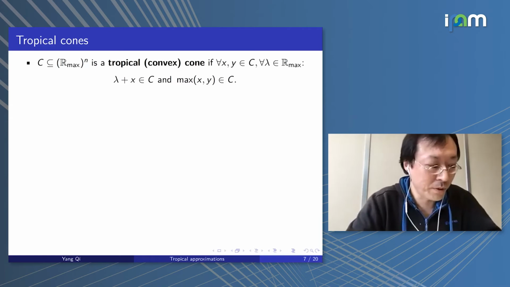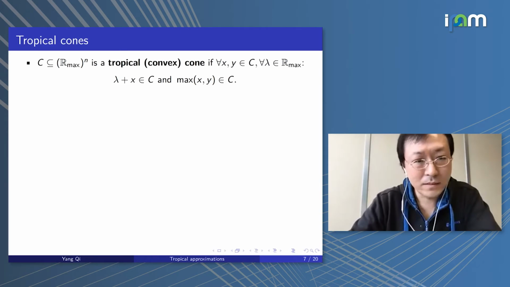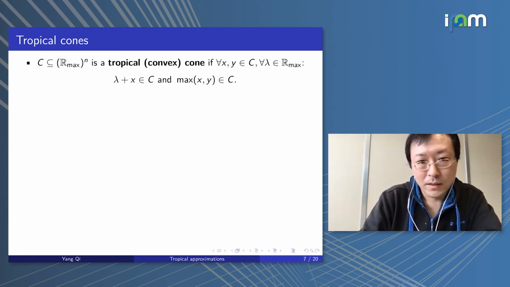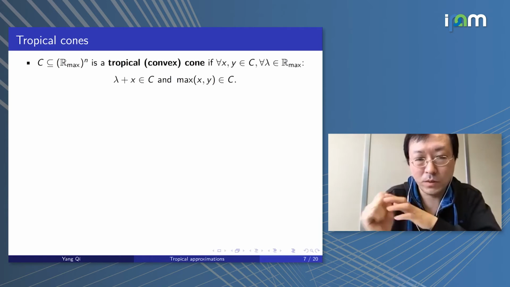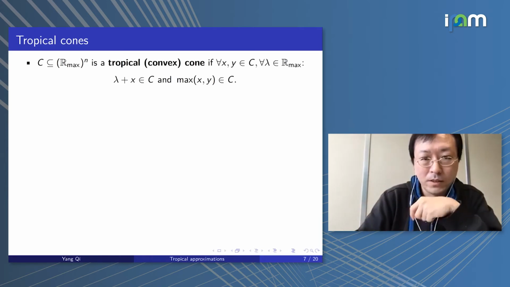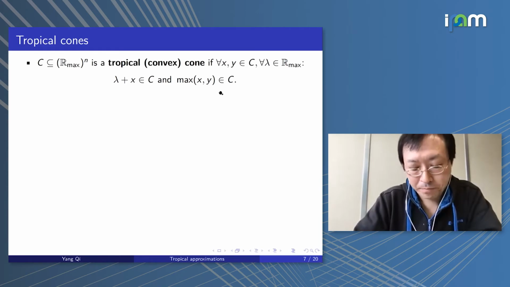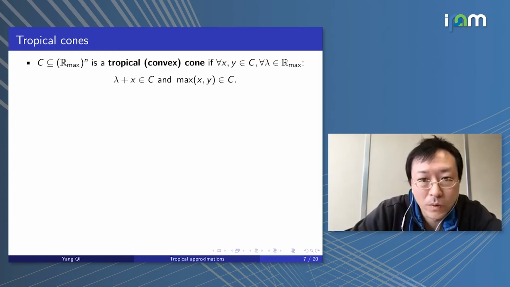So before presenting our results, let's recall some definitions. It's very similar to the classical case. For example, what is a tropical convex cone? C is called a tropical convex cone if it is scalar invariant, and also for any two vectors inside this tropical cone, the summation of these two vectors is also contained in this subset.